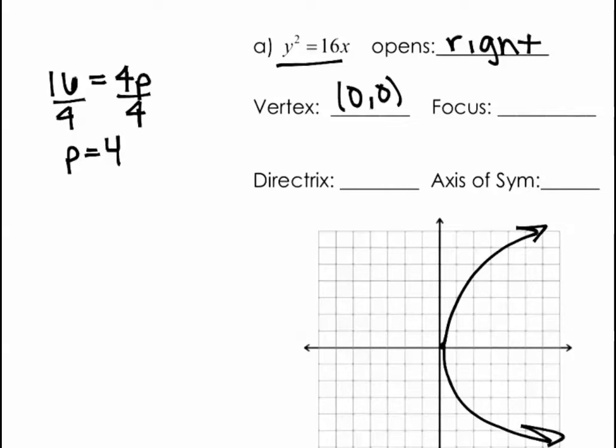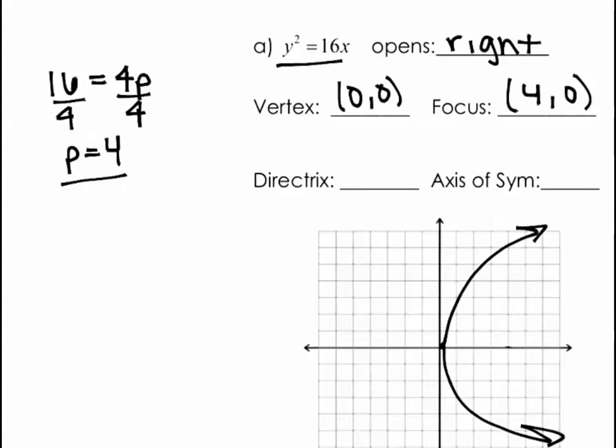Now my focus is going to be inside the parabola, so inside the mouth of the parabola, and the p-value is telling me how far I want to move. So that p equals 4 means from the vertex, I'm going to move 4 to the right. 1, 2, 3, 4. And I'm going to put a point. So that point right there is my focus. So when I'm asked to identify what the ordered pair is, I'm just going to simply take that ordered pair and write it down. And that ordered pair is 4, 0.